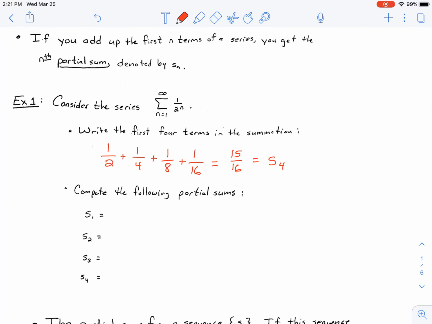This thing right here says compute the following partial sums. For this one, the first sum would just be a half. The second partial sum will be a half plus a fourth, which is 3/4. The third one is going to be, add 1/8 onto that, so you get 7/8. Then S4 is 15 over 16.